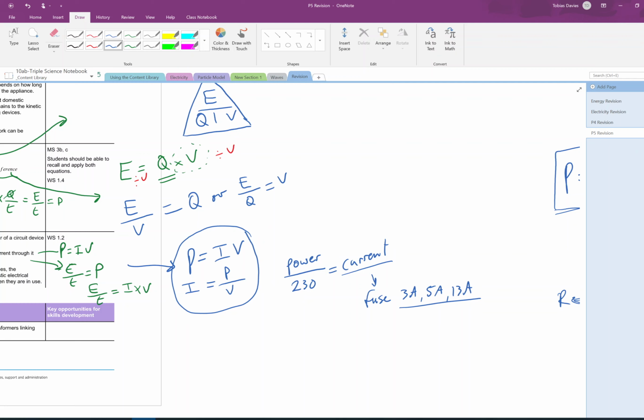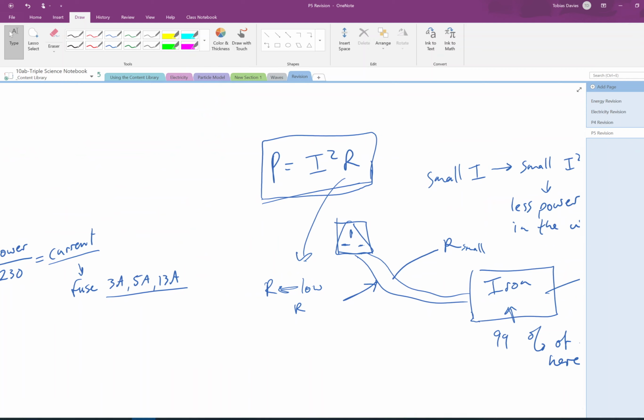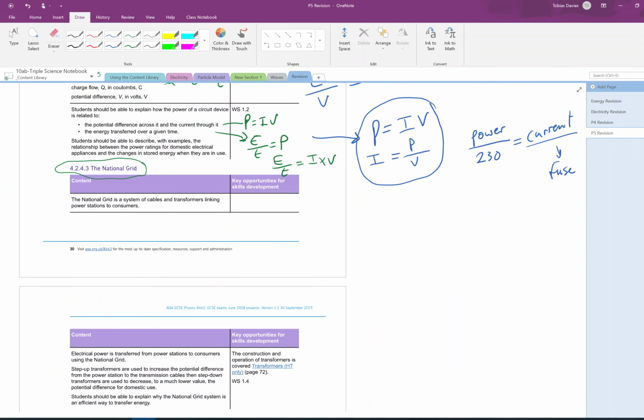Those are the ones that we use in our normal domestic appliances. Other fuses are available, but not necessarily for GCSE calculation. So they keep it simple. They usually use just those three. That bit I've done with you.